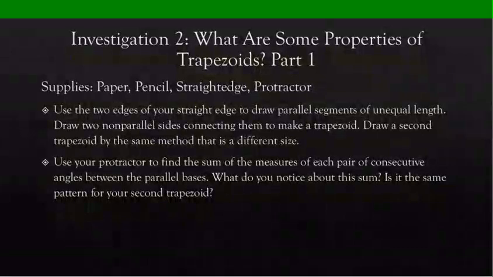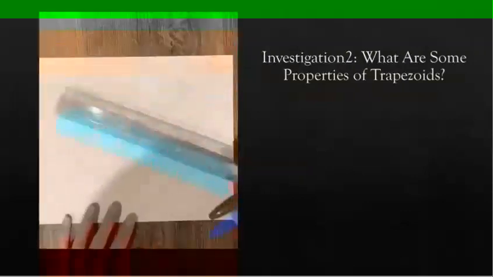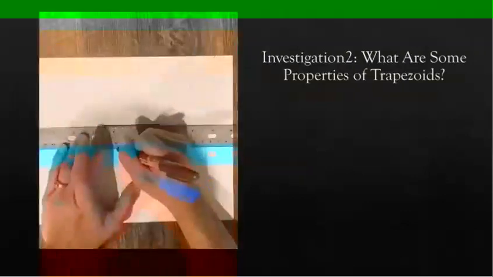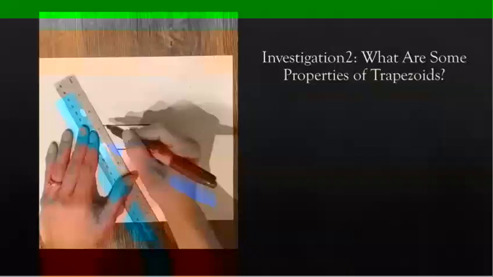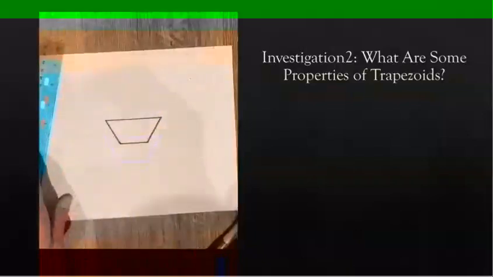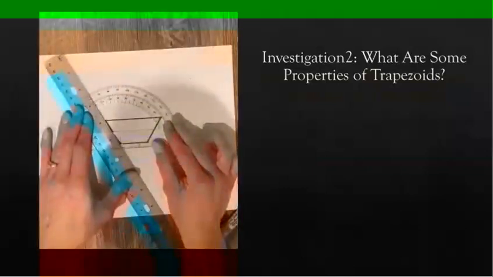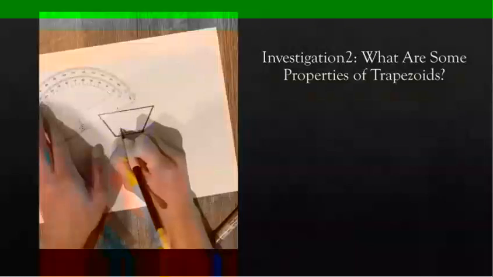Use your protractor to find the sum of the measures of each pair of consecutive angles between the parallel bases. What do you notice about their sum? Is it the same for your second trapezoid? So what does that look like? I'm drawing on either side of my ruler, and then I'm connecting those with non-parallel lines. I'm now going to measure all of my angles.